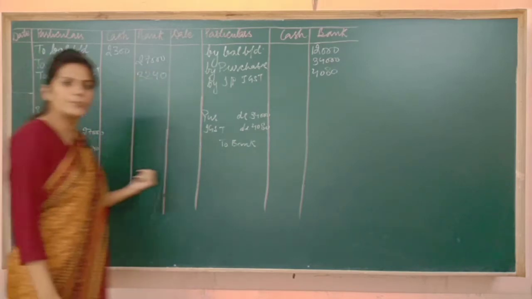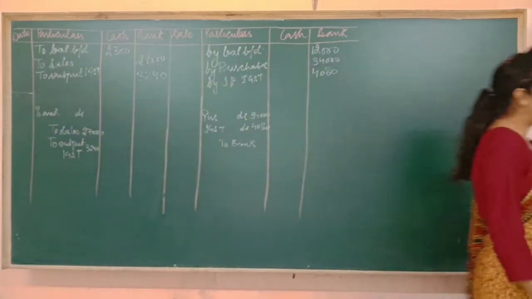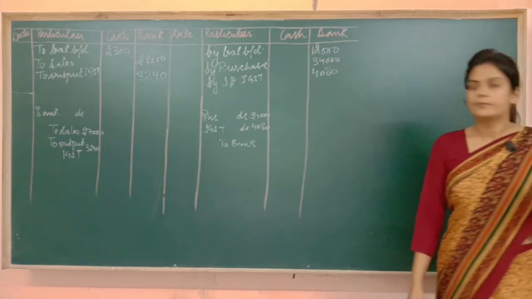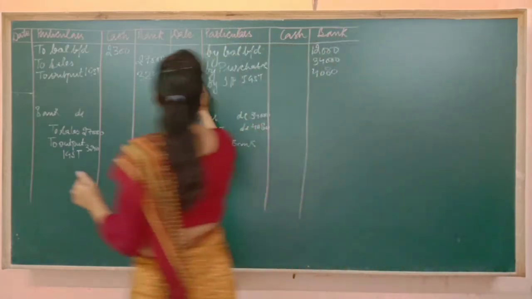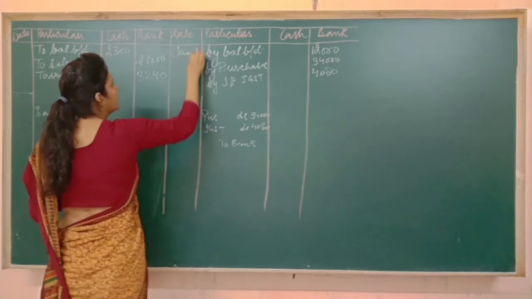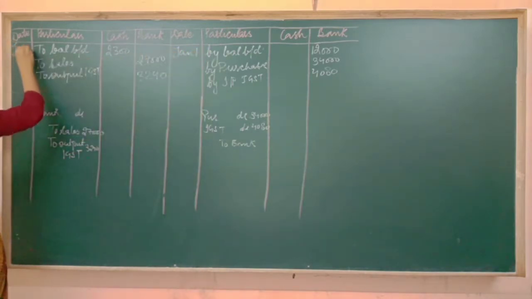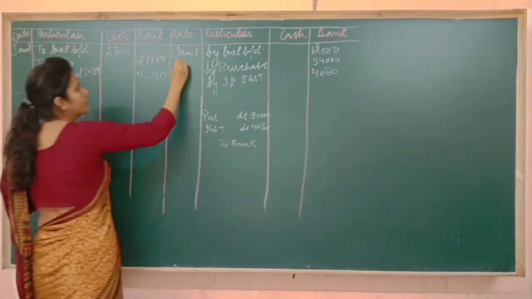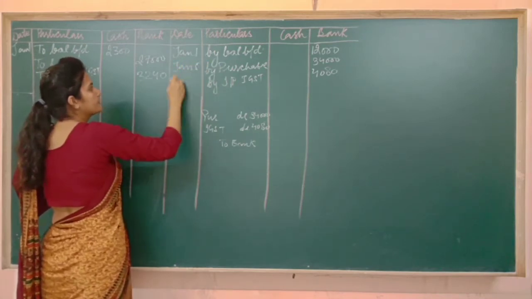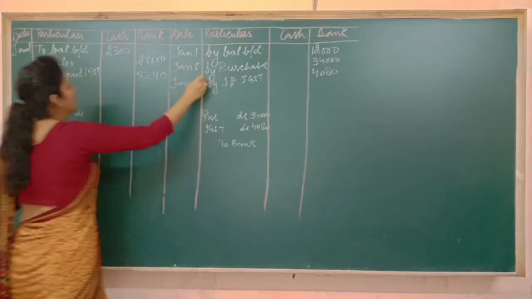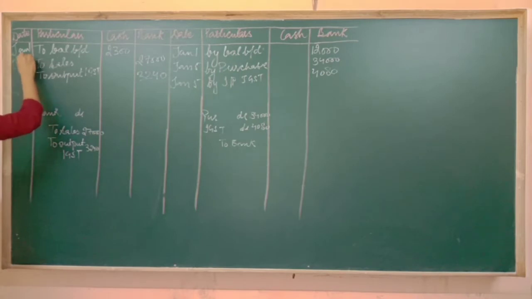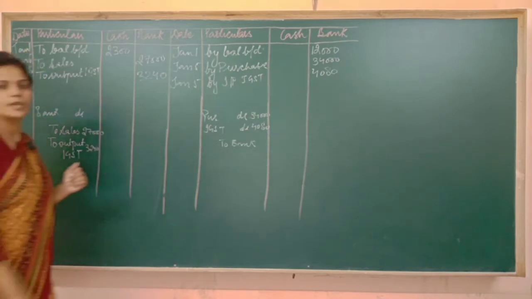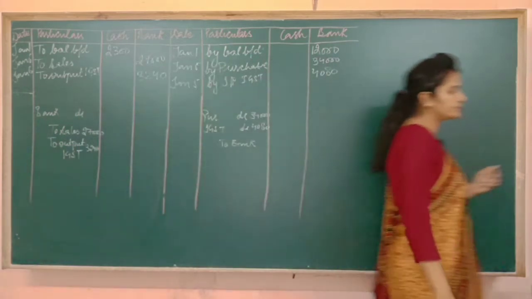Fine. So now keep posting the dates also. Dates are, it's Jan 1. Jan 1 shows the date for writing the opening balances. Jan 5 for the purchase, and January 6 for the sales. Now read the next transaction.